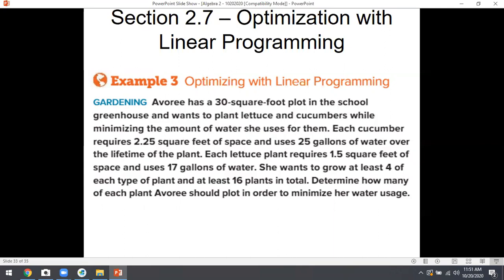30, right? So you got 30 square feet. So she can make as many as she wants, but you can't exceed 30 because that's as big as your garden could possibly get. So here's one equation. Equation 1. Let's write that down.